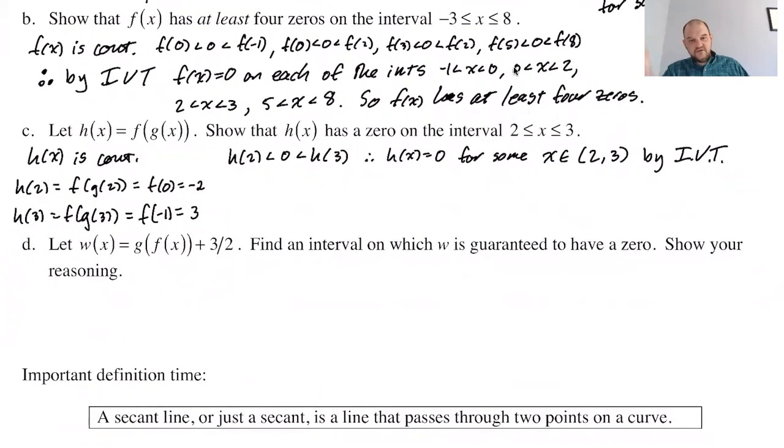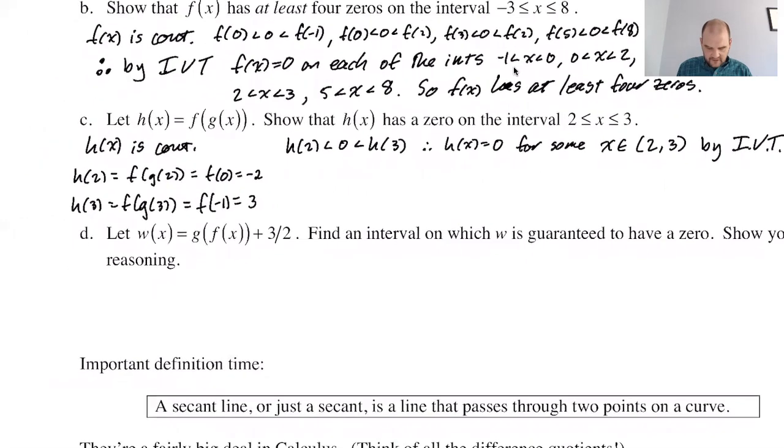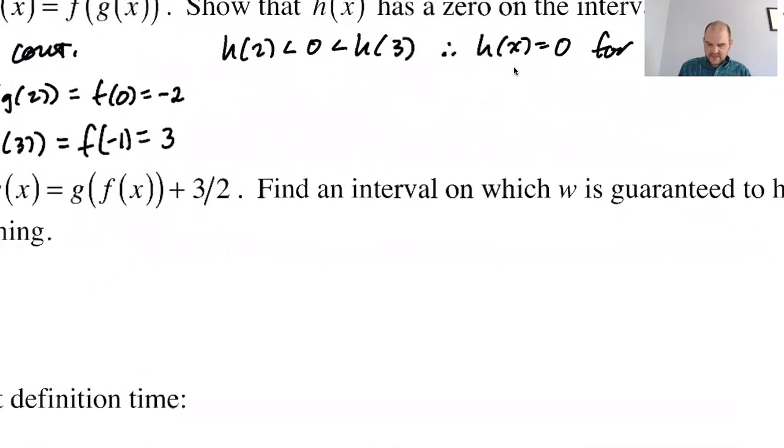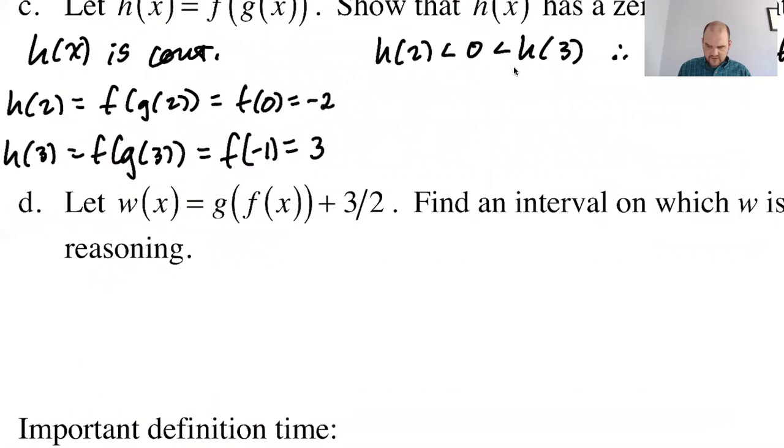W of x, a new function. G of f of x plus 3 halves. This is going to be pleasant. Find an interval in which w is guaranteed to have a 0. Show your reasoning. Whew. Okay, so I'm going to start off with w is continuous for the same reason that h was continuous in the previous one.